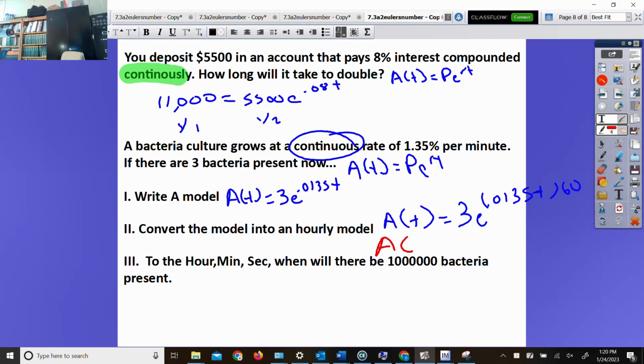There you go, it's 0.81. And you now have a model that accepts hours instead of minutes, or returns hours instead of minutes. And then we have part 3. To the minute and second, when will there be 1,000,000 bacteria? You want to use the model that deals with returning minutes, or the model that's going to return you hours? Hours. Less work to do, isn't it? Use the hourly model.